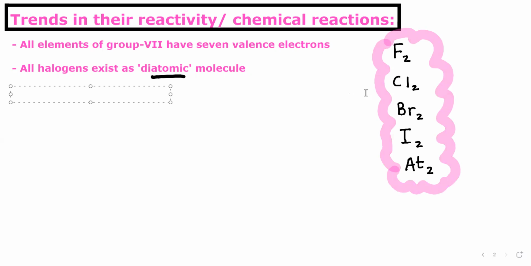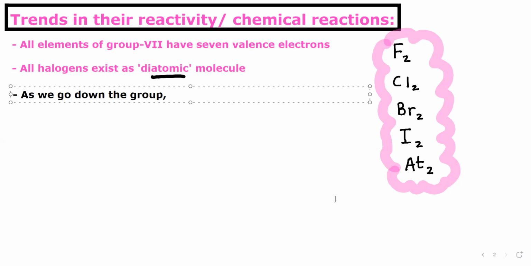Now, coming back to more knowledge about it, as we go down the group, reactivity decreases, unlike group 1. In group 1, reactivity increases, right? So here, as we go down the group, reactivity decreases. That means fluorine is the most reactive halogen, right? I write here.